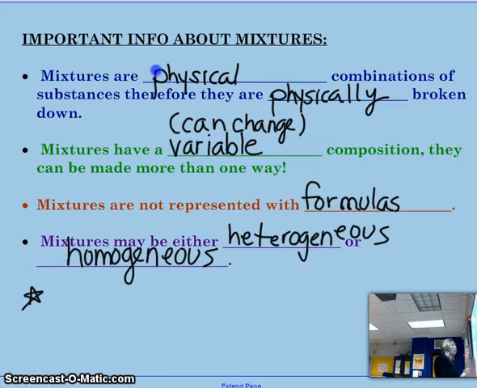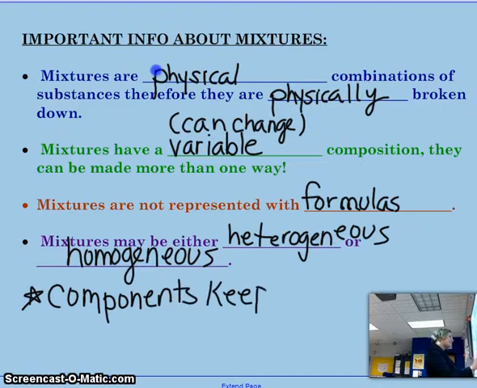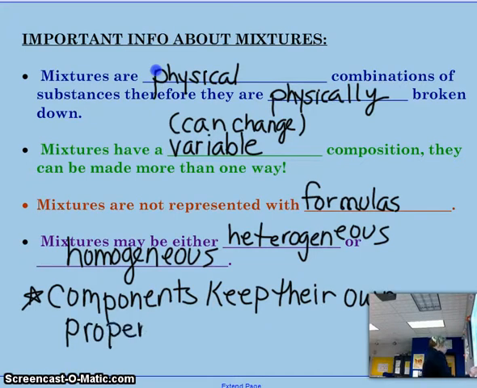I want you to add one thing, and this is different from compounds. When elements get together to make compounds, their properties change, and they have properties then only of the compound. However, when elements get together to make a mixture, they retain their individual properties. That's going to be significant.